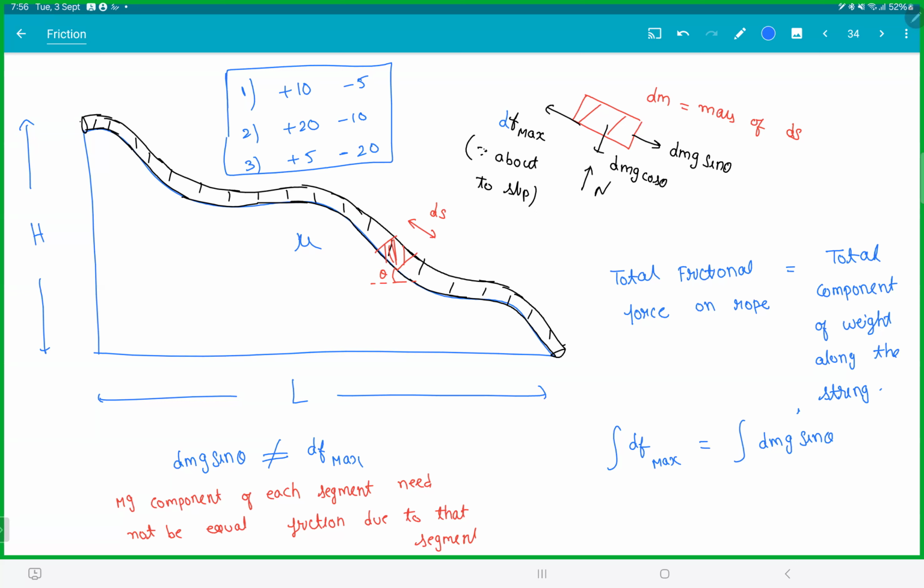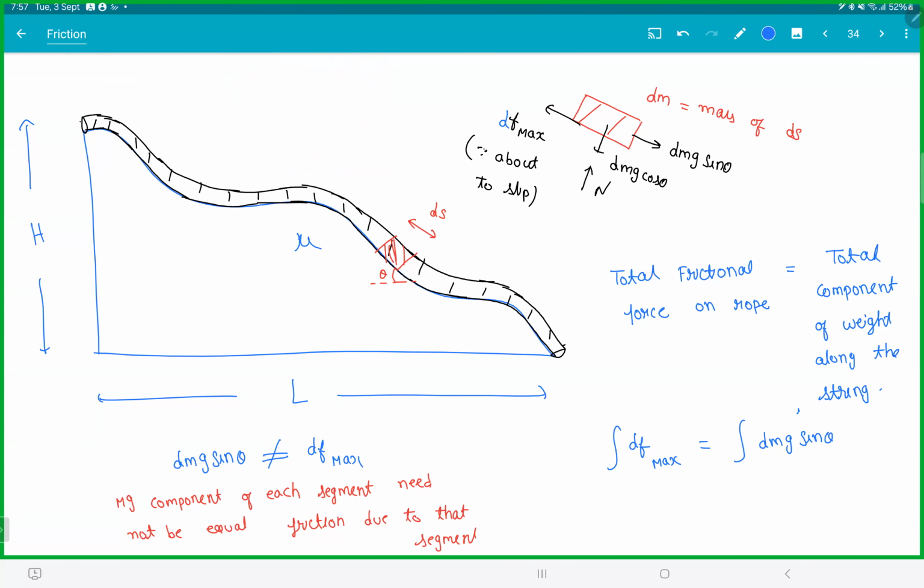But does that mean on every day you're getting equal and opposite? I hope you're getting it. The total money given to you is equal to the total money taken, but you cannot say that on each day I gave you the same money and took the same money. I hope you're getting the analogy. Something similar happens here. On each segment, the friction is not equal to dmg sin theta, but if you add all the dmg sin thetas and add all the frictions, they have to be equal. So if you don't put the integral, it is wrong. The moment you put the integral, suddenly it becomes right.